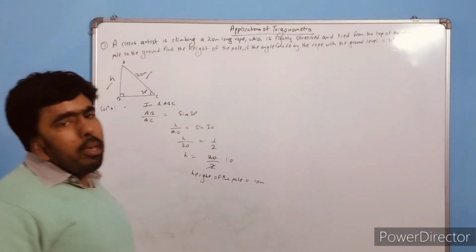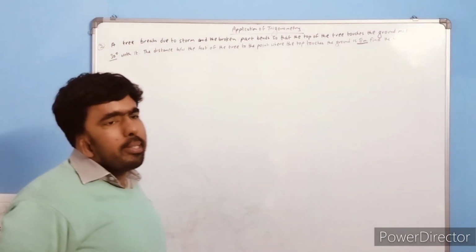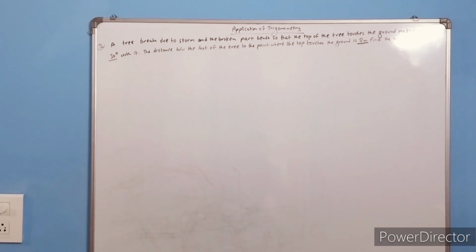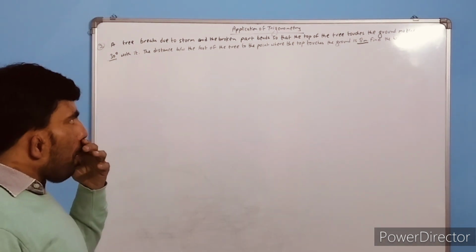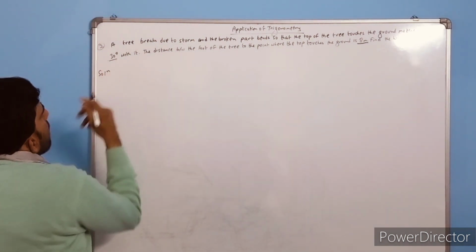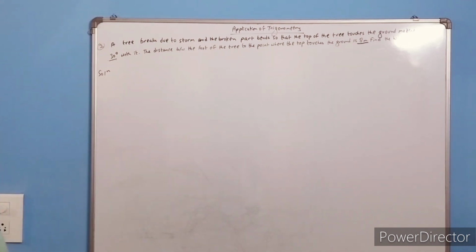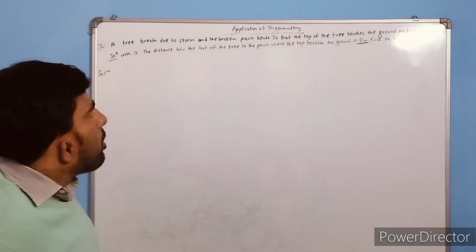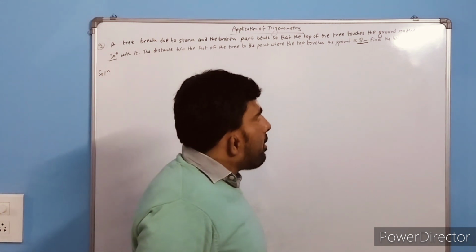So let us do the second one. The second numerical is given: a tree breaks due to a storm and the broken part bends so that the top of the tree touches the ground and makes an angle of 30 degree with it. The distance between the foot of the tree and the point where the top touches the ground is 8 meter. Find the height of the tree.